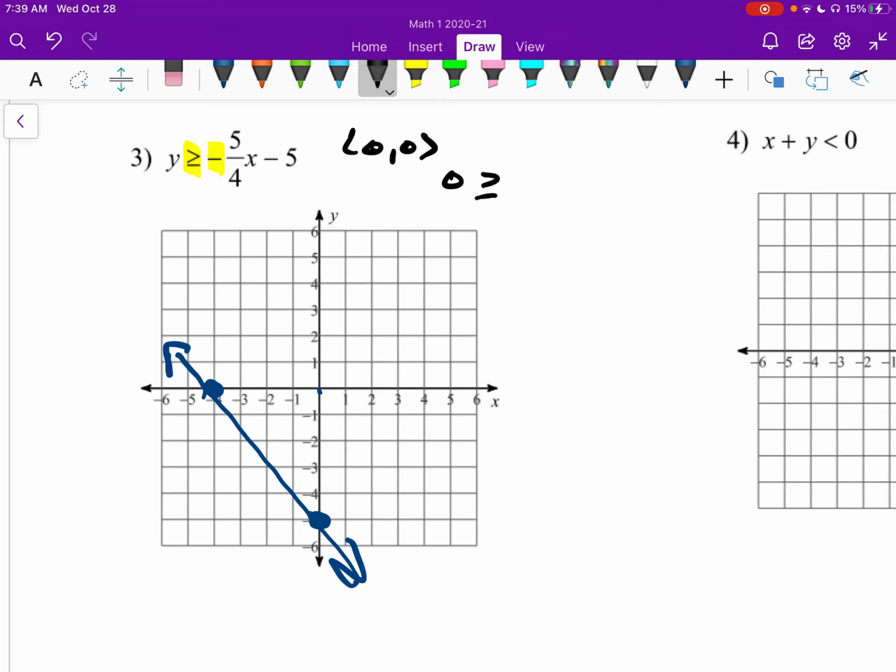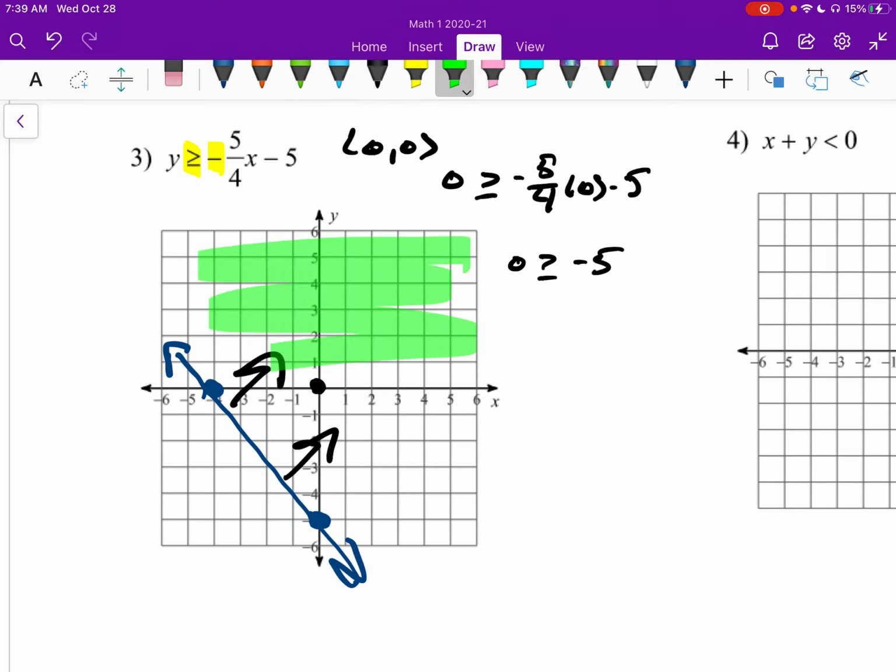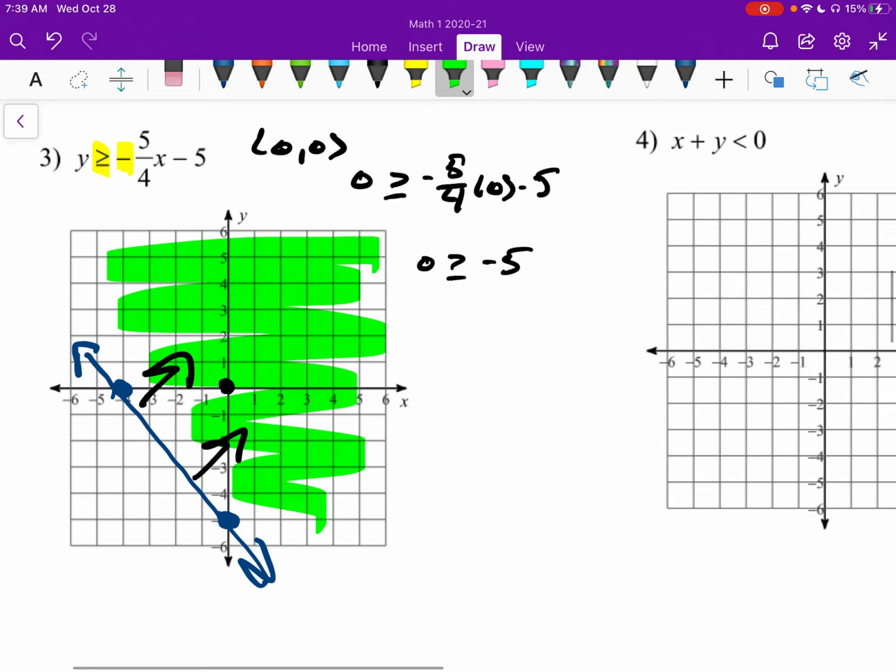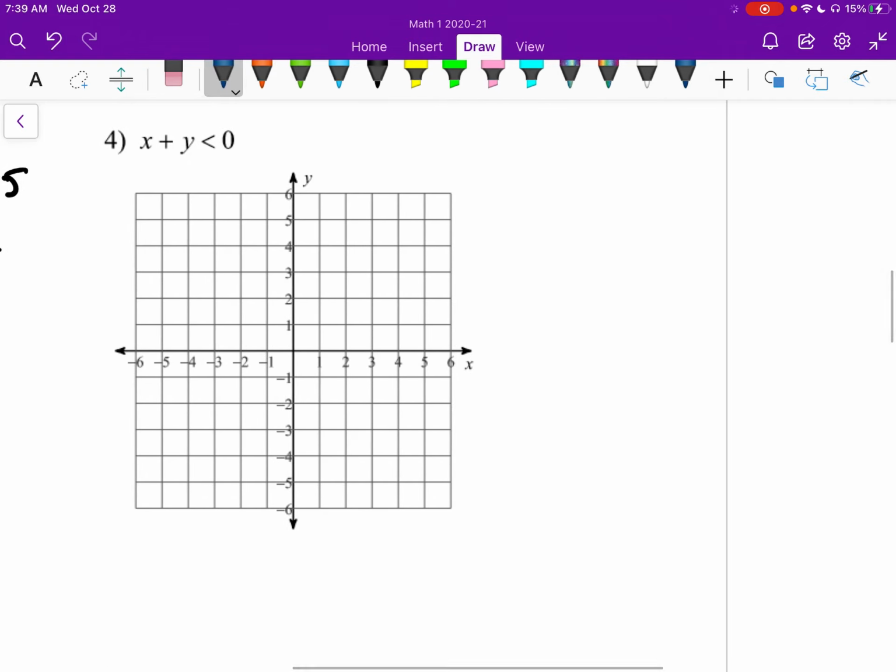So I'm going to say, well, 0 is greater than or equal to negative 5 over 4 times 0 minus 5. Well, that's the same thing as 0 is greater than or equal to negative 5, and that is a true statement. So we're going to shade towards 0, 0, just like that.